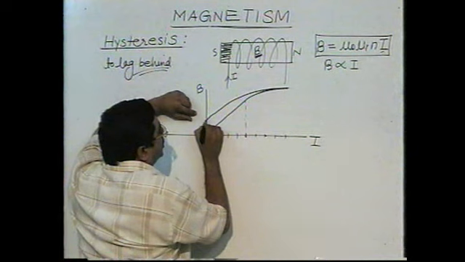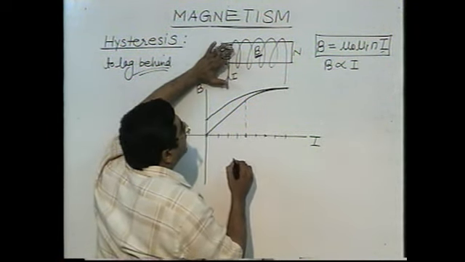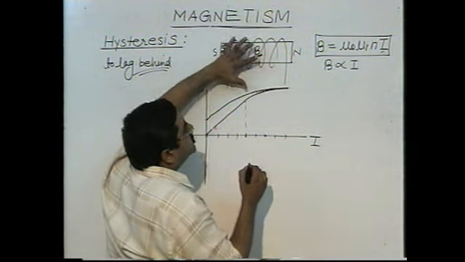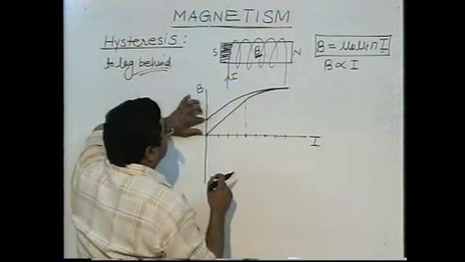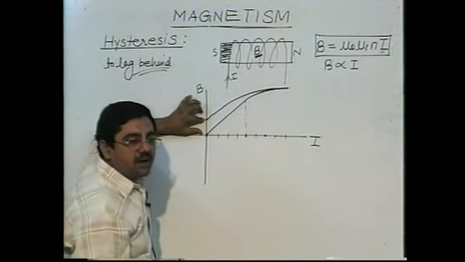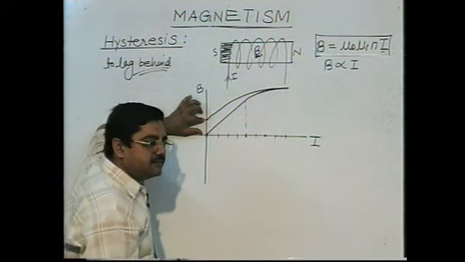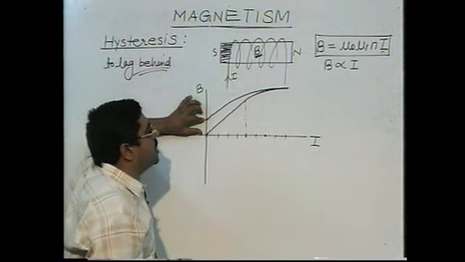When current becomes zero, a slight magnetic field remains in this magnetic material. जब आपने करंट को जीरो कर दिया, still इस magnetic material में थोड़ी सी magnetic field बच गई. This is called residual magnetic field. बची खुची, residual मतलब बची खुची, residual magnetic field.